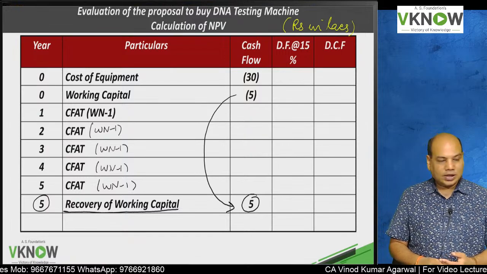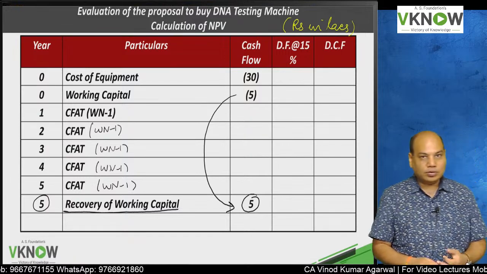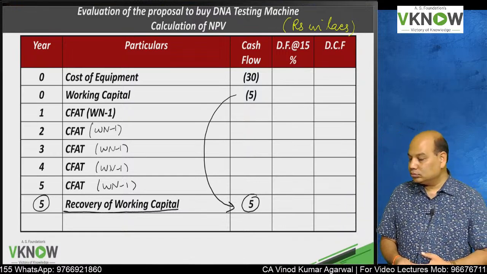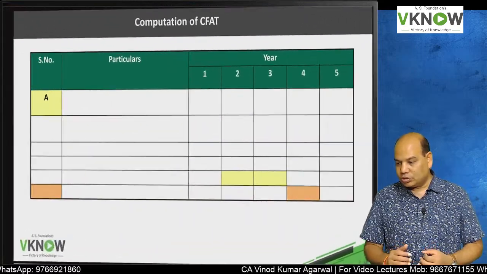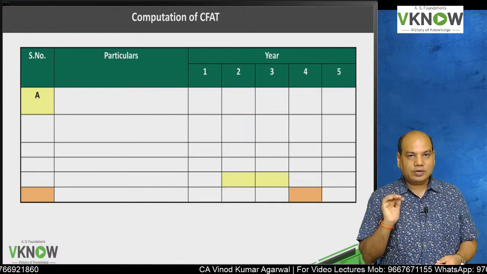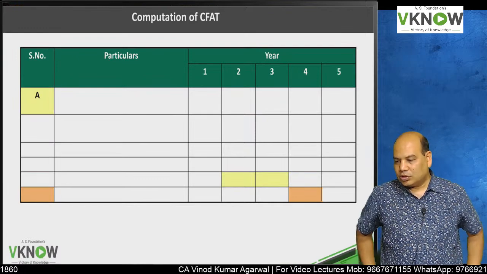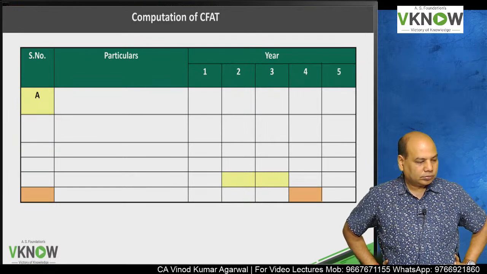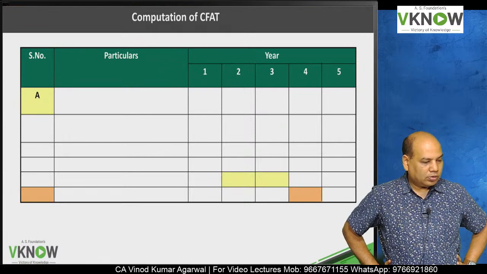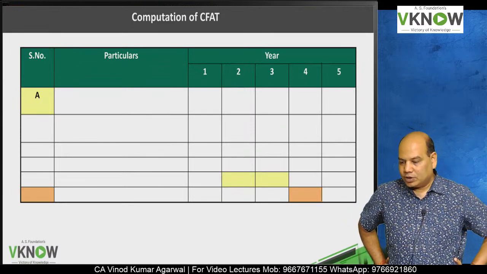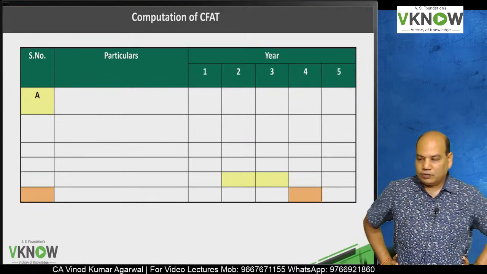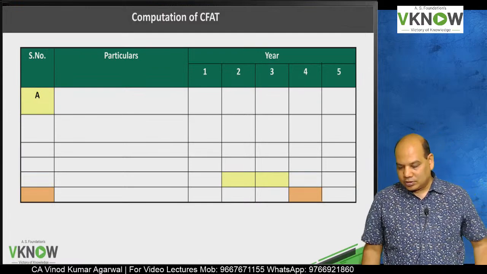So what is my next task now? What should I do? I should make a working note. Keep 5 lines blank for writing advice, and then working note 1, calculation of CFAT. This is a 5-year problem. For depreciation purpose will take 3 years.